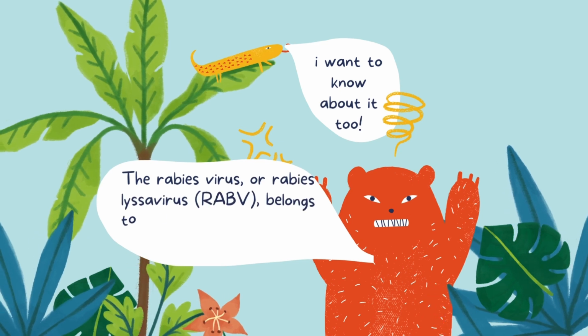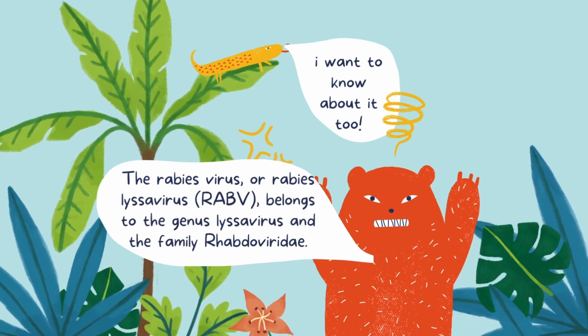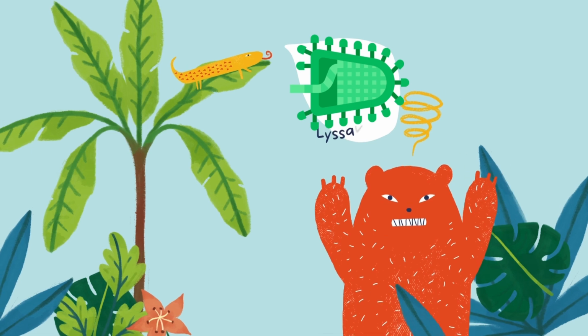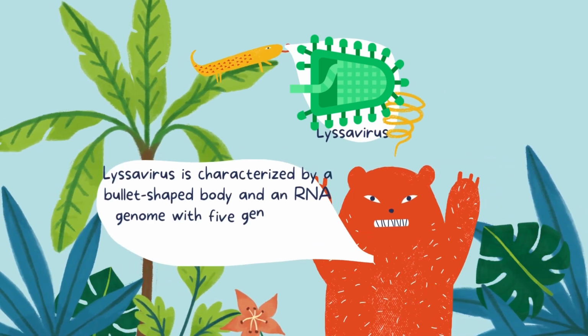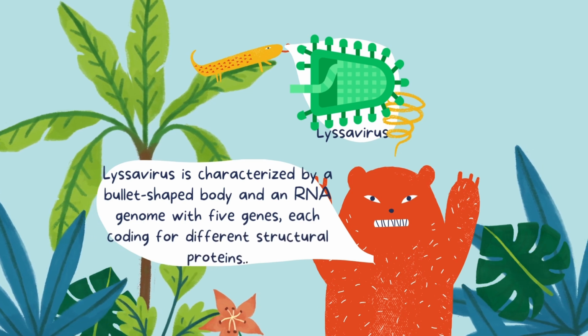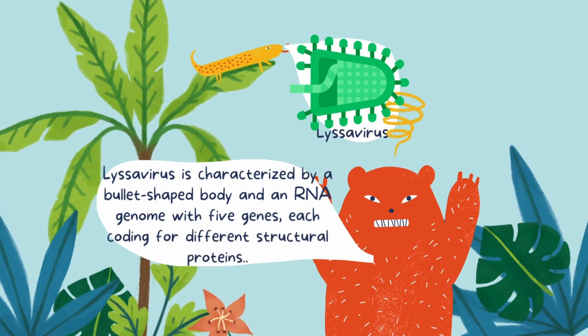The rabies virus, or RABV, is part of the genus Lyssavirus and the family Rhabdoviridae. Lyssavirus is characterized by its bullet-shaped body and RNA genome. The genome of a Lyssavirus contains only 5 genes, each of which codes for a different structural protein.